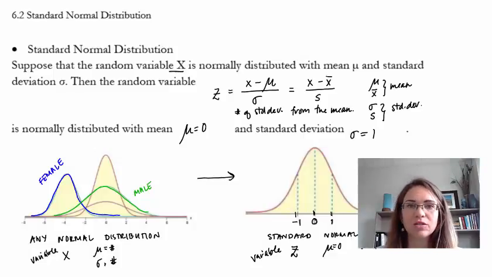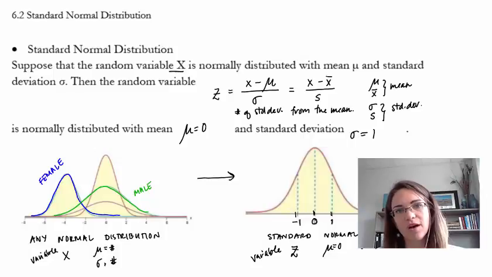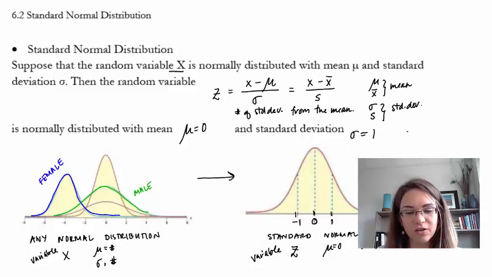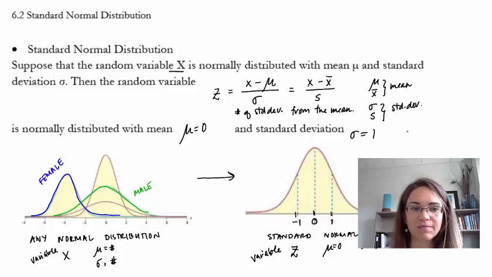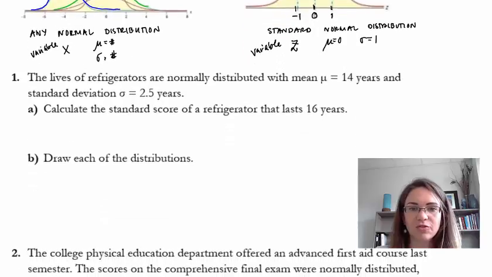In section 6.1, we saw how we could take a normal curve and we can move it up and down the x-axis by changing the mean. Now we moved all these different specific normal distributions to a mean of 0 by subtracting the mean from each x value. And then we force the spread to match the standard normal distribution by dividing by the standard deviation of the population. Here's an example with refrigerators.